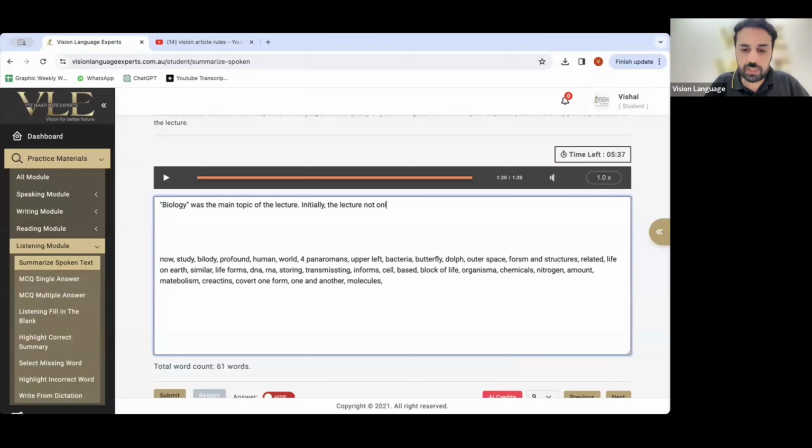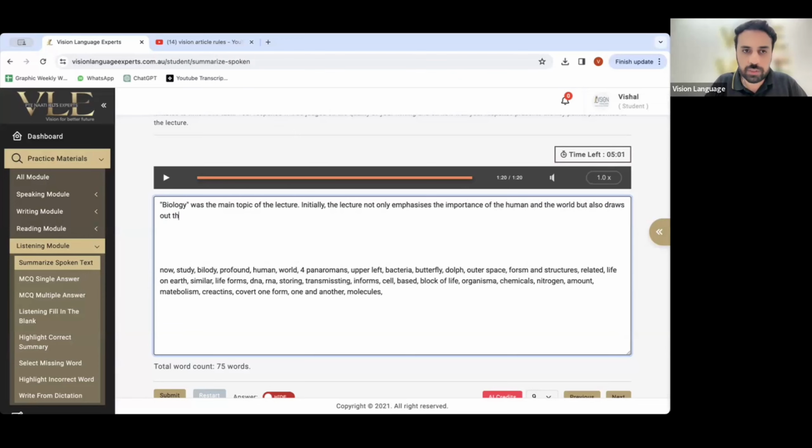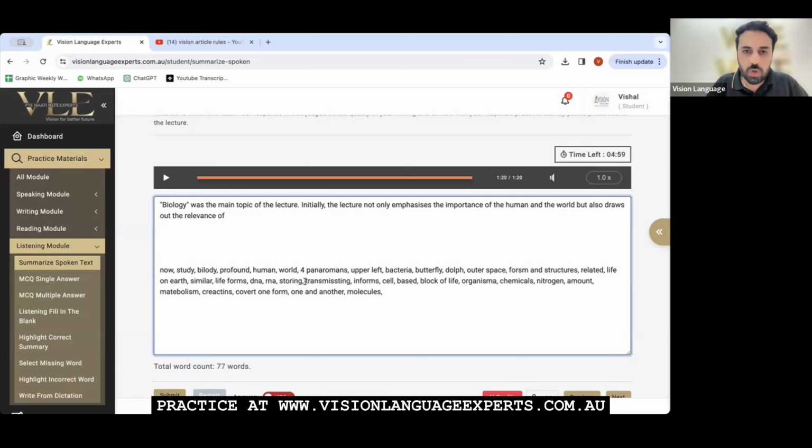The lecture not only emphasizes the importance of. Now over here, we need to put two keywords. If we are using only one keyword, make sure it's a noun. Otherwise, you need to use a verb and noun. So let's read the keywords. Study, biology, we already picked. Profound, human. We can put importance of the human. And world. If we are going to use world, it has to be with the world as well. All right. But also draws out the relevance of paranormal.